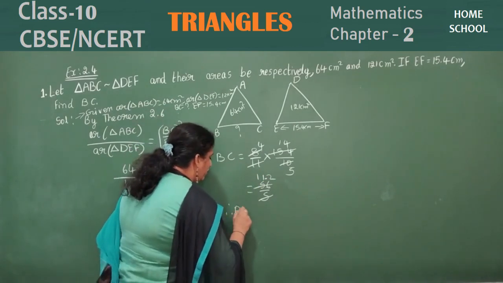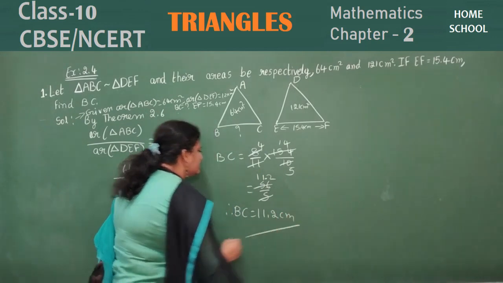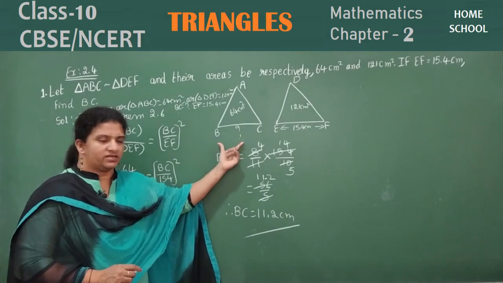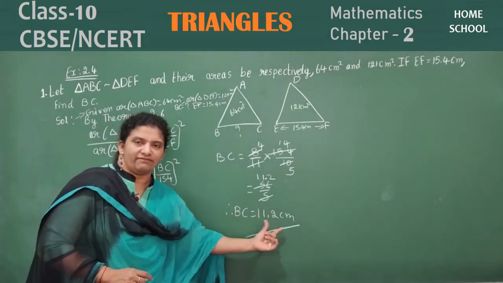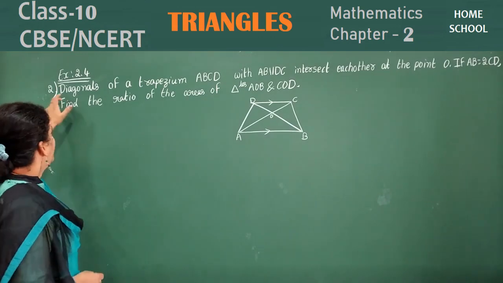Therefore, BC is equal to 11.2 centimeters is your answer. What is BC is the question asked. Therefore, BC is equal to 11.2 centimeters. Children, let's see the second problem.